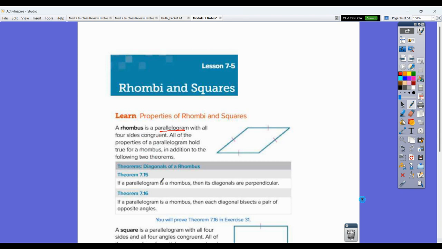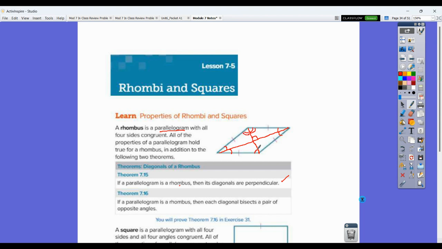So in a rhombus, if a parallelogram is a rhombus, then its diagonals are perpendicular to each other. So when you draw the diagonals in here, they form 90-degree angles with each other. That's kind of an interesting thing. And then if a parallelogram is a rhombus, then each diagonal bisects a pair of opposite angles. So another thing that happens here is that instead of just being congruent to each other, they actually bisect the opposite angles. So these angles are congruent to each other, and these ones are congruent.